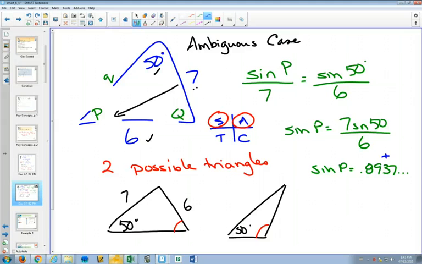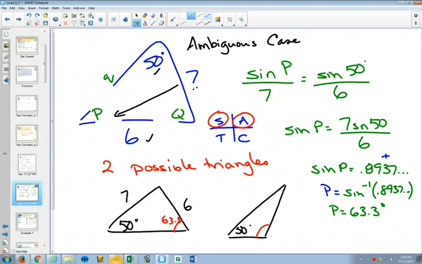So when we solve this with our calculator by going sine inverse, P is going to be sine inverse of 0.8937 dot dot dot. When we type that into our calculator, which quadrant does it give us? It gives us the answer in quadrant 1, 63.3 degrees. Which of those two triangles did I figure out? I figured out this one, 63.3 degrees.